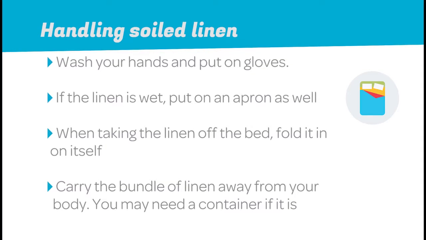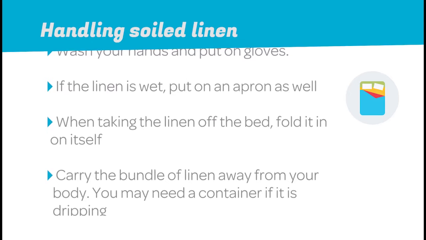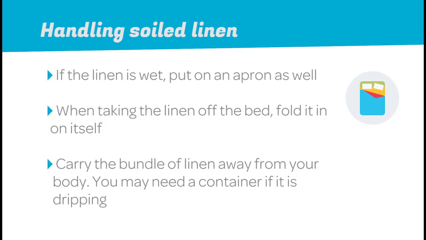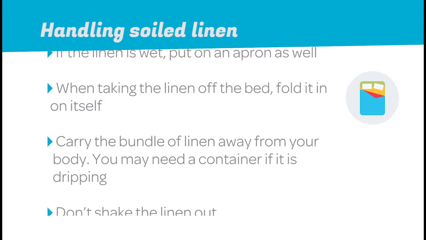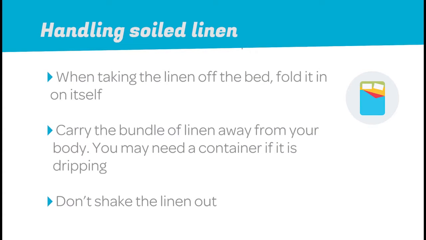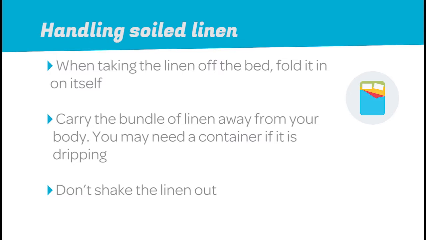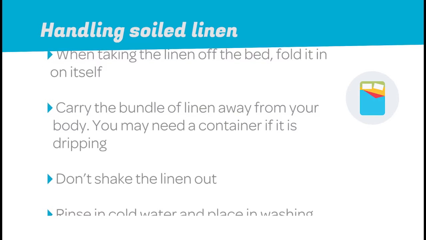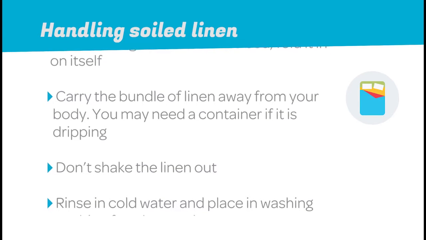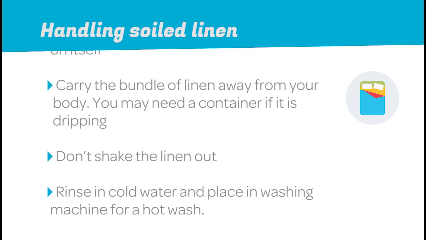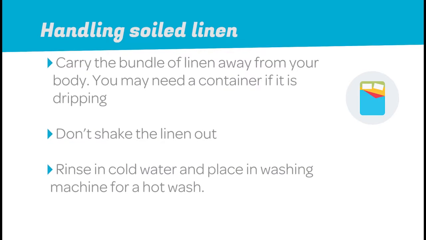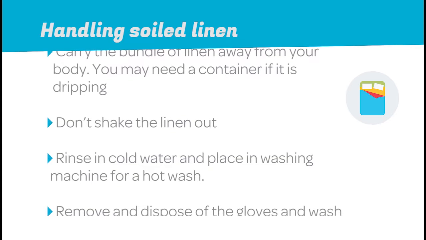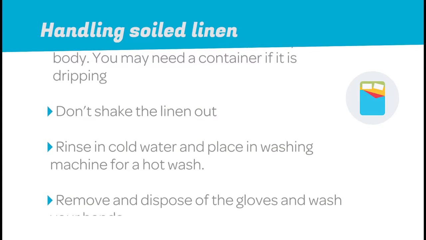When handling soiled linen, it is important to wash your hands and put on gloves. Put an apron on if the linen is wet. Fold the linen in on itself when removing it from the bed, and carry the bundle of linen away from your body. You may need a container if the linen is dripping. Don't shake the linen out. Rinse it in cold water and place it in a washing machine for a hot wash, and remove and dispose of the gloves and wash your hands when you are done.